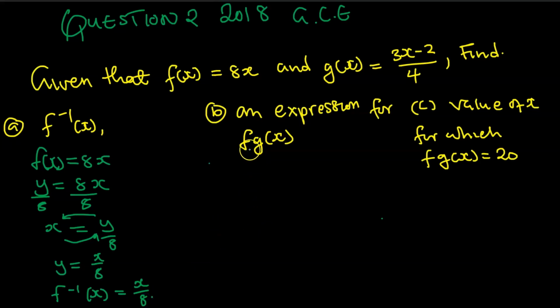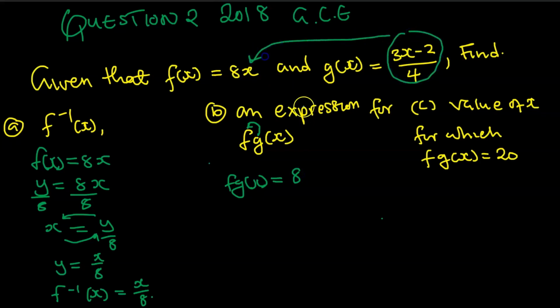Then the second one, we are finding the composite or an expression for fg(x). So this is just a composite. Now what I said is that in the second function, replace it where there's x in the first one. So fg(x), we are going to have, the first one is 8, but there's x here, so the whole of this one, we are going to replace where there's x. So we're going to have (3x minus 2) divide 4, okay, just like this. So now what is going to happen?